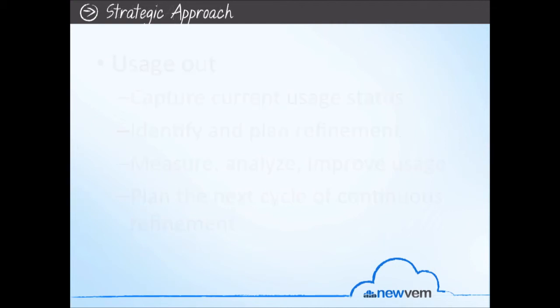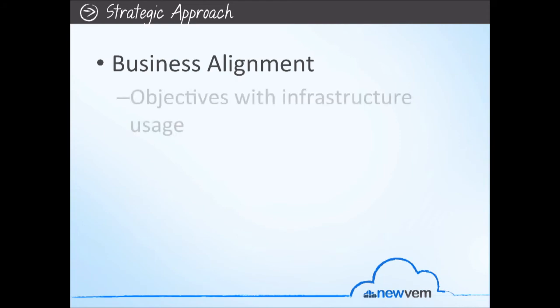The strategic approach is about business alignment, the alignment of business objectives with infrastructure usage. This process of analyzing your usage, making changes to improve it, and adjust your usage to your business needs is what we call cycles of continuous refinement.